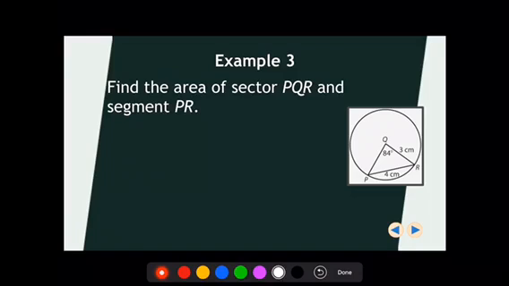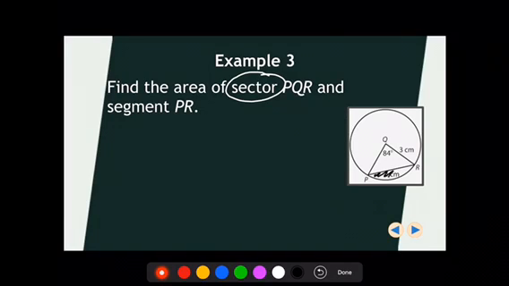Find the area of the sector and the segment. Again, remember, sector is a piece of the pie. So I'm looking for the whole thing. I'll color it in here so we can look at it. I'm looking for all of the area of this shaded portion here. That's the sector. Then it says the segment.